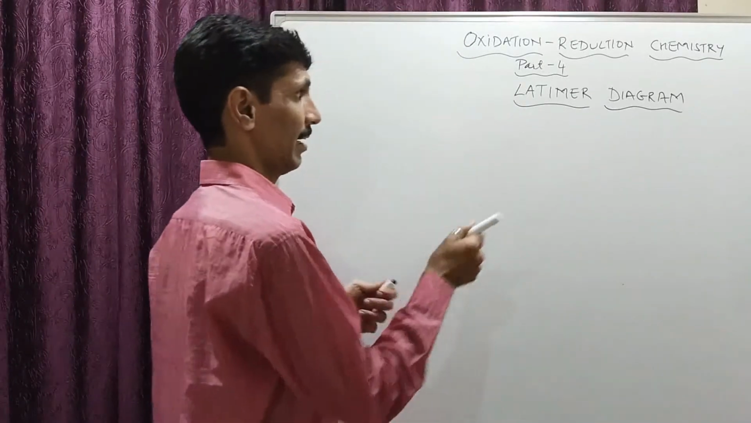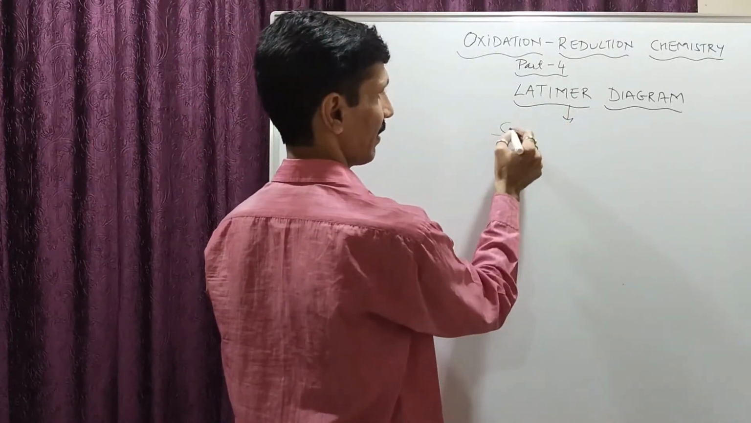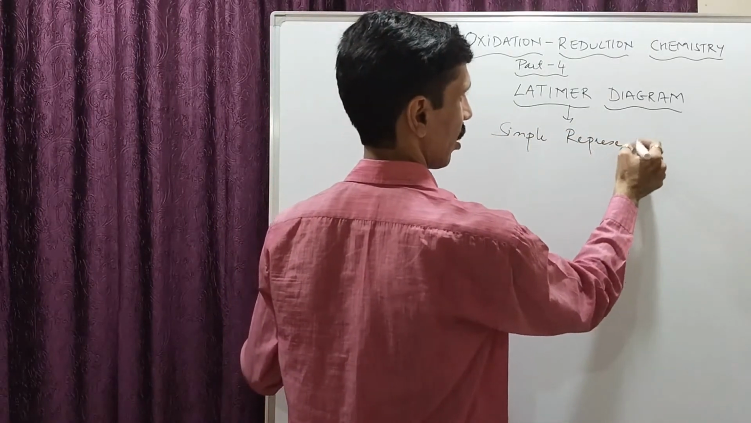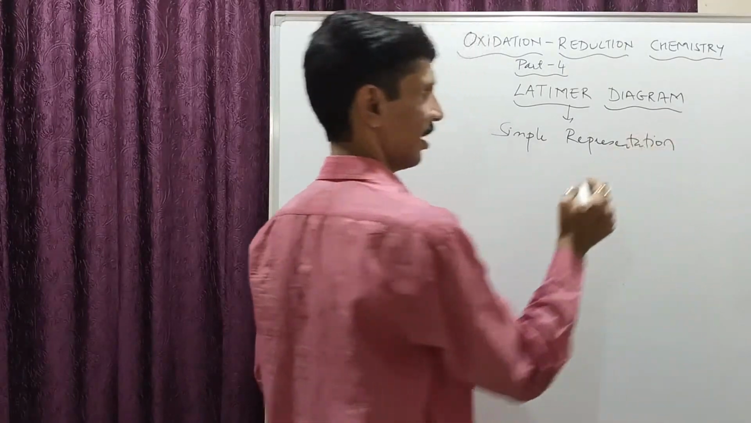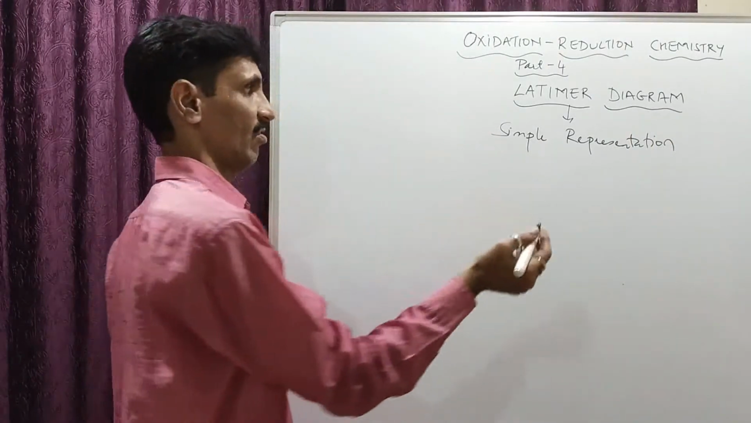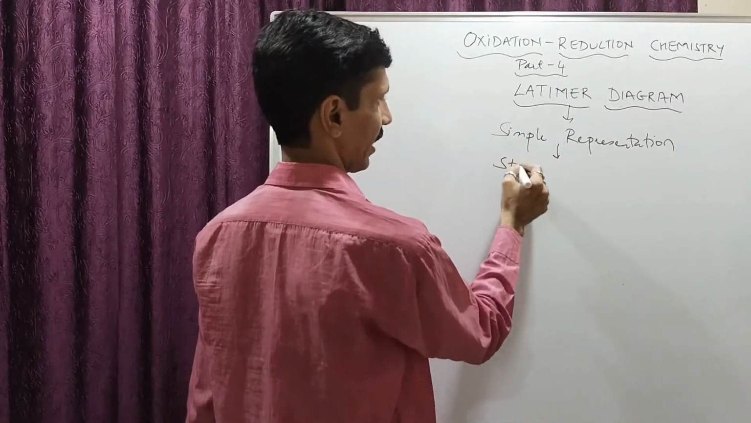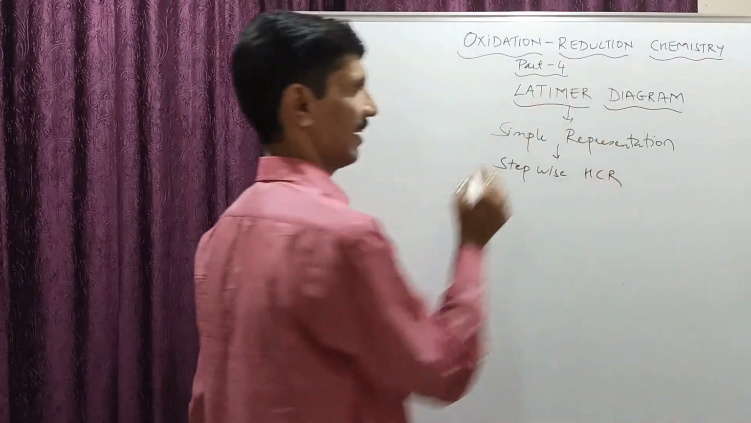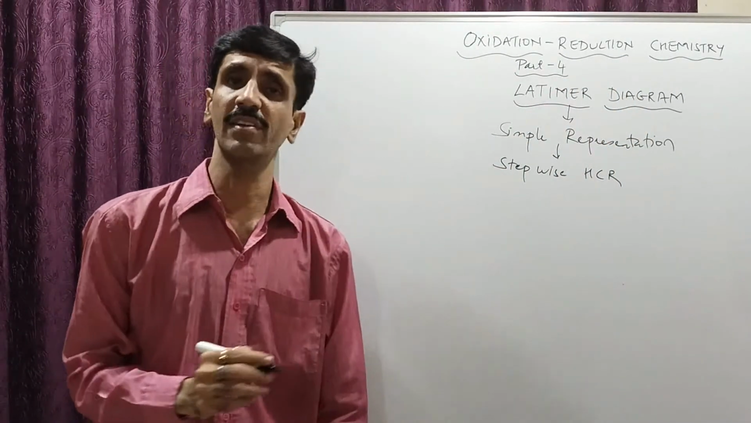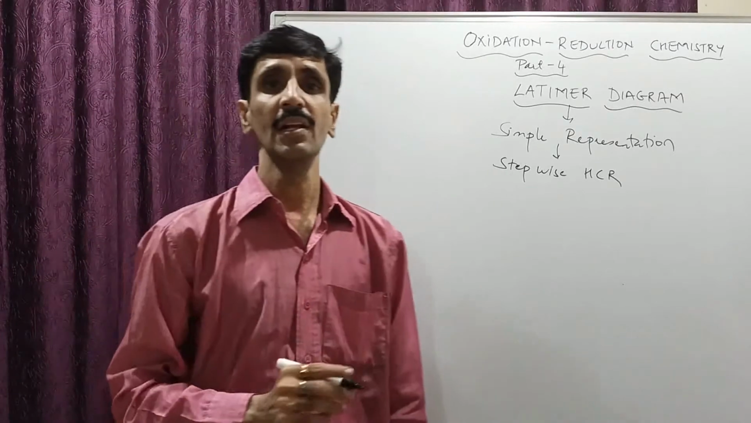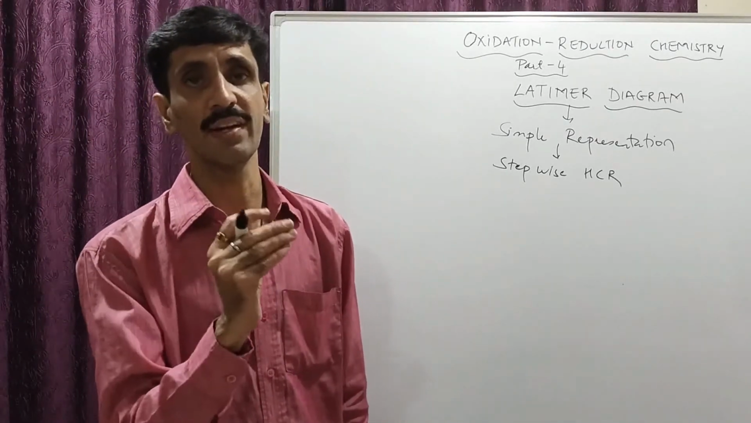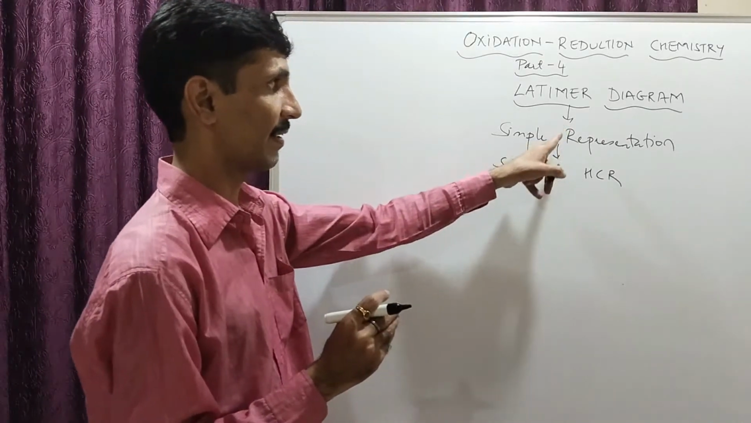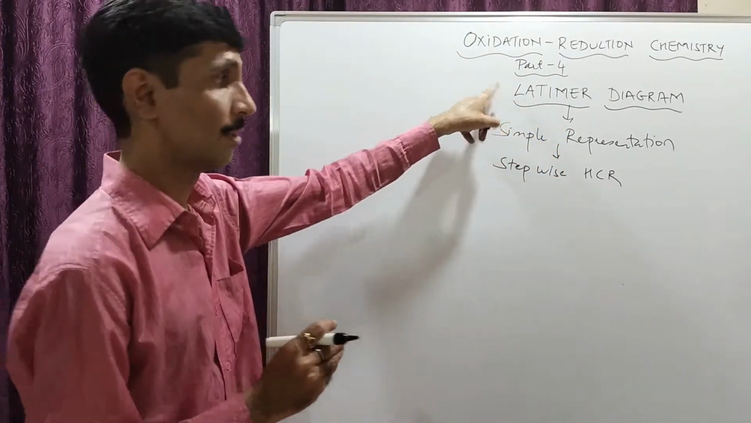Latimer diagram is the simple representation. It's the easiest representation. Representation of what? That's the question. What is it going to represent? Yes, the answer is stepwise half cell reactions, which we call HCR. You know very well about half cell reactions. I've been explaining this concept in the previous three parts as well. So you know what half cell reactions are. So stepwise half cell reactions को represent करने के लिए हम Latimer diagram use करते हैं.